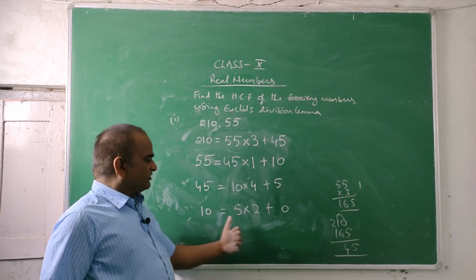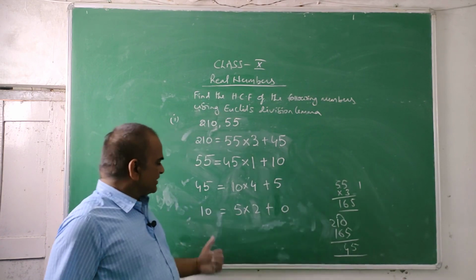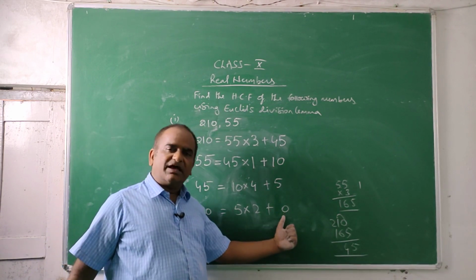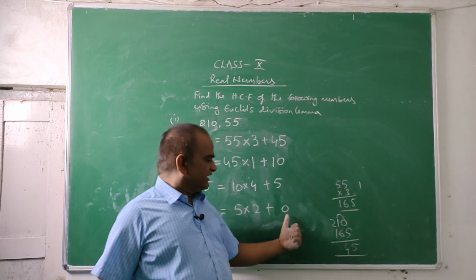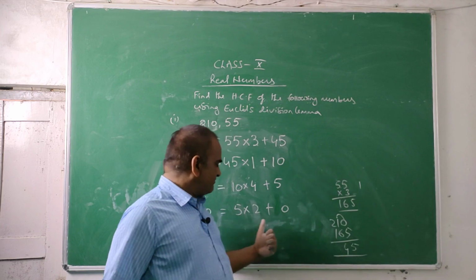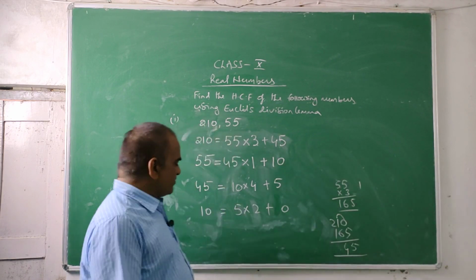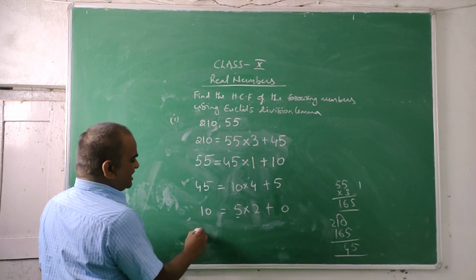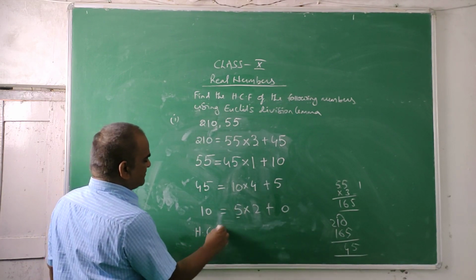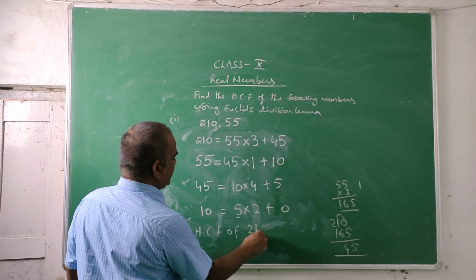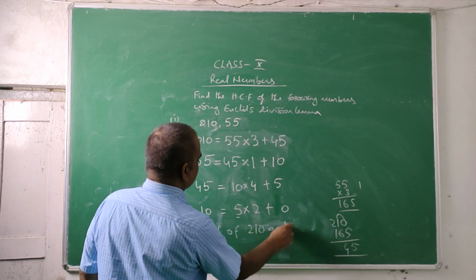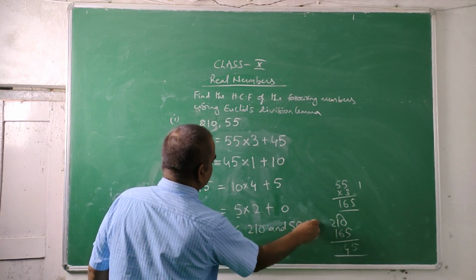So 10 is equal to 5 into 2 plus 0. Now, in which step did you get the remainder 0? In that step, the divisor would be the HCF. So the HCF is 5. So the HCF of 210 and 55 is 5.